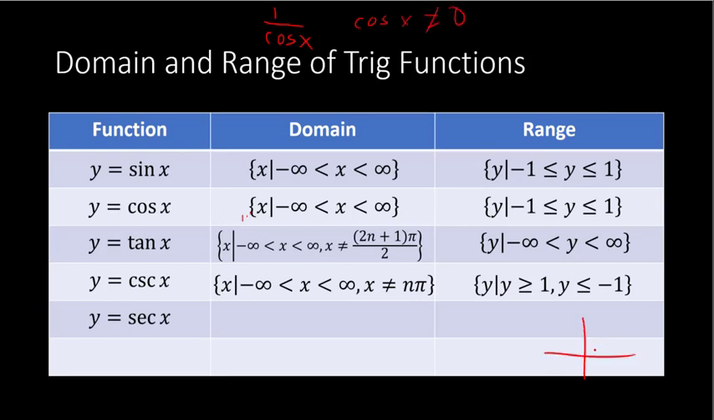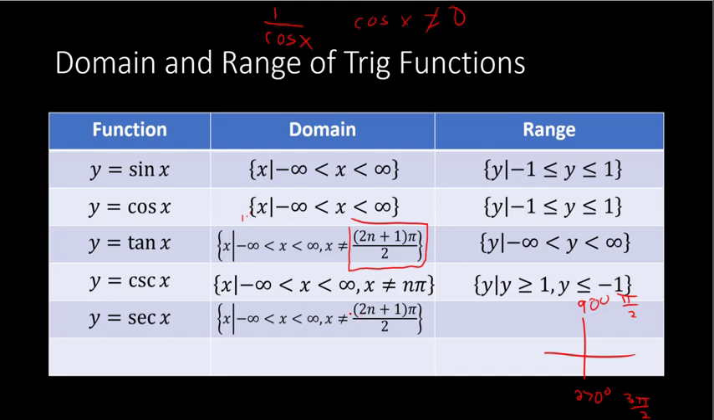So where is cosine equal to 0? Well, cosine is equal to 0 up here at 90 degrees, and then down here at 270 degrees. Or in other words, pi over 2, and then 3 pi over 2. So any multiple of pi over 2 starting at 90 degrees does not work. And the way we express that is the same way as we described up here. So x cannot equal the 2n plus 1 times pi over 2. So pi over 2 times this factor of 2n plus 1.